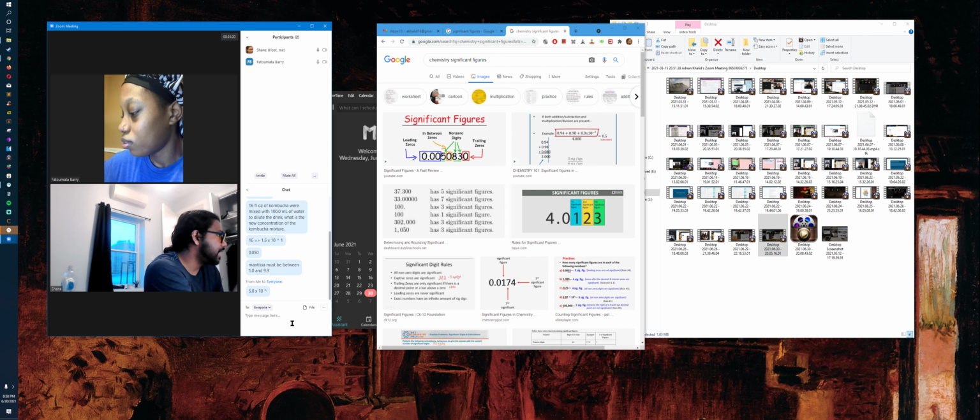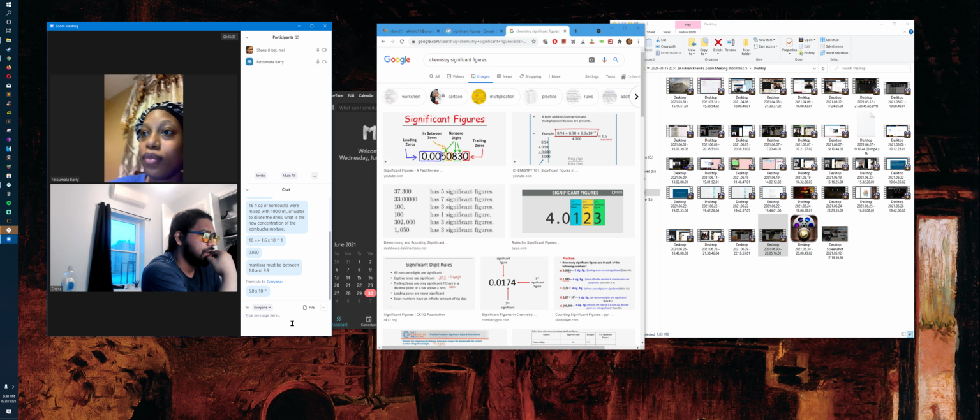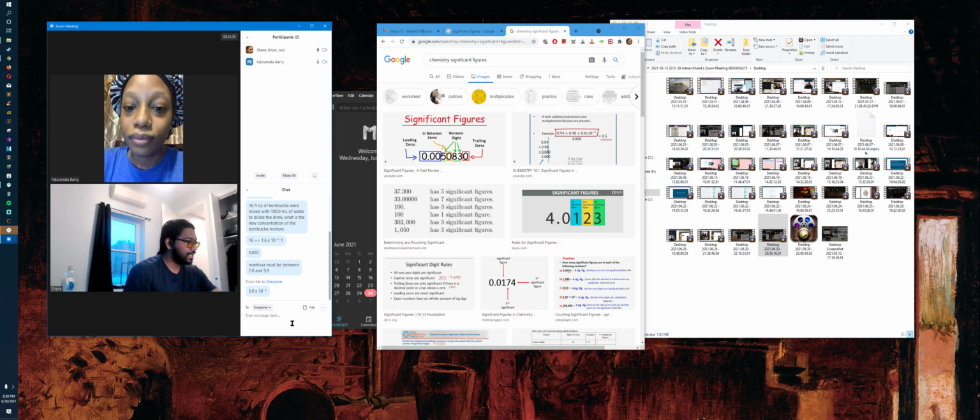So the sign indicates direction? Yeah. And the number indicates how many times you move over that decimal point? Okay. Does that make sense? Yeah. Great. So that's just a little example of scientific notation. Let me throw another one at you.